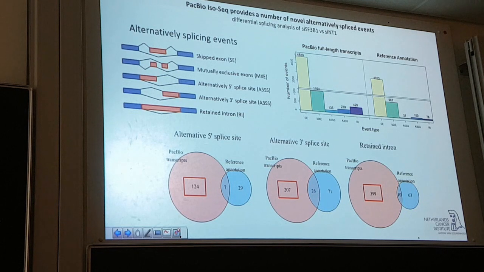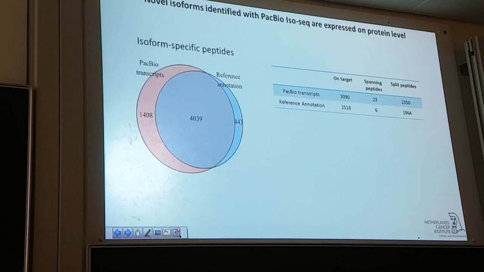So these are our novel unannotated events that are in particular interesting for these down-modulations of the splicing factors. And this is the number of isoform-specific peptides, again more for the PacBio data analysis approach than for the reference annotation.